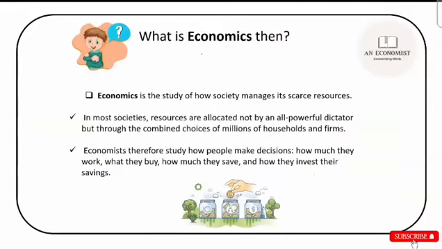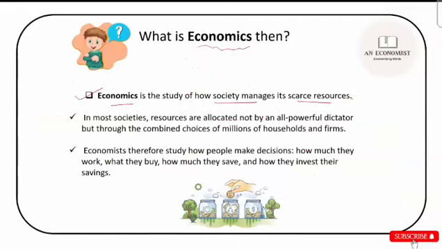Now that we understand that the economy originated from the term household, we can move ahead and understand what economics is then, right? What is economics then? The bookish definition of economics is that it is the study of how society manages its scarce resources. I hope that by this time it is clear to you that economics is a discipline which studies how society manages its scarce resources.